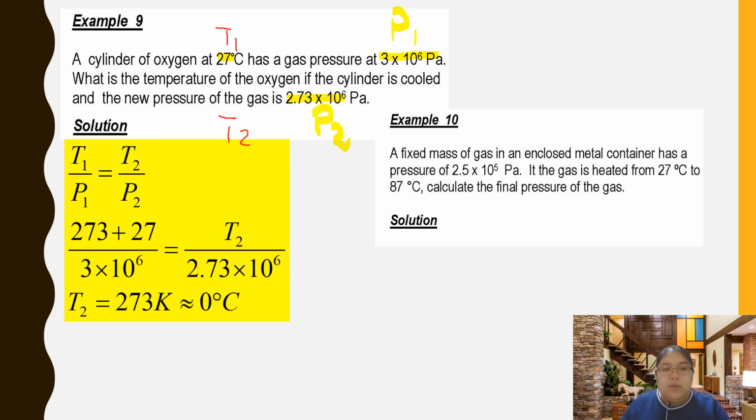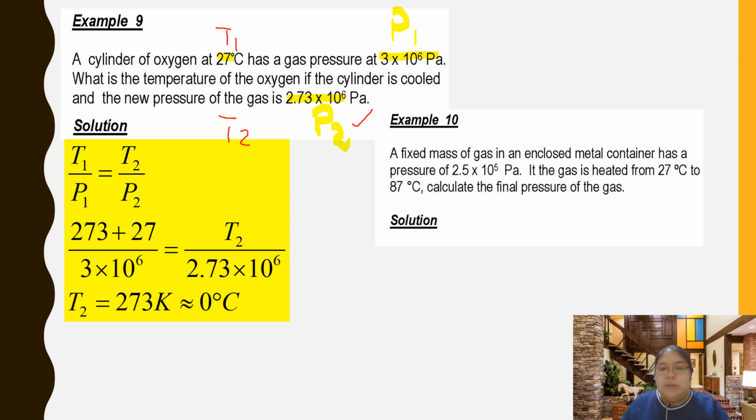T1 over P1 equals T2 over P2. From here, T1 is 273 plus 27, over P1. After that, we know P2 and we want to find T2. Finally, I get T2 as 273 Kelvin. If I want to convert to degrees Celsius, it is actually 0 degrees Celsius.